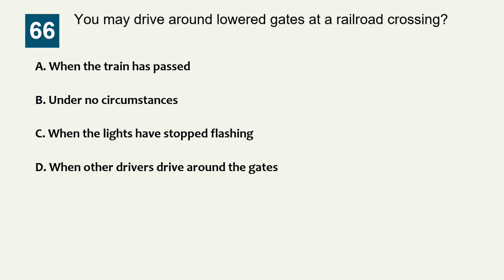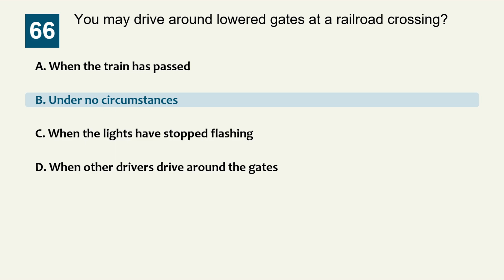Question 66. You may drive around lowered gates at a railroad crossing. Option A, when the train has passed. Option B, under no circumstances. Option C, when the lights have stopped flashing. Option D, when other drivers drive around the gates.